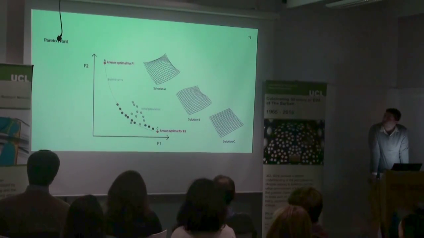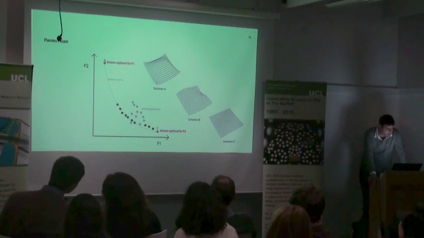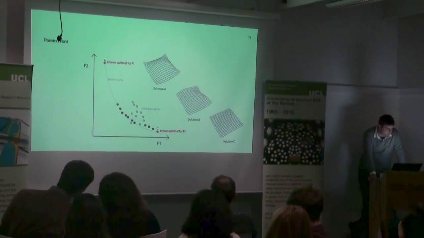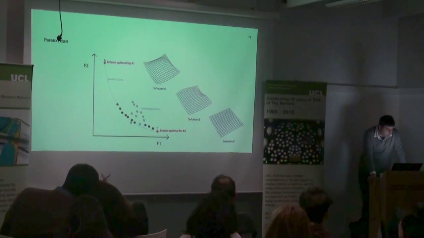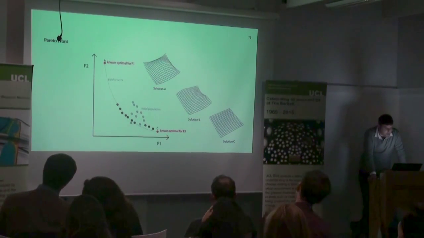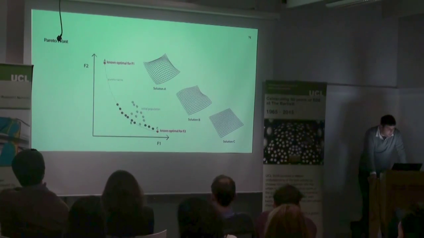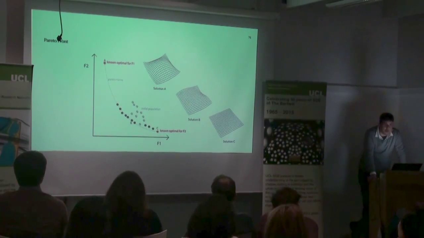The best ones for one might be the worst for another. So let's just, for example, take this generic problem where the solution A is actually the best one for F1, so the one with the minimal value, but solution C is the one for F2. So what do you actually choose? How do you actually decide on what to do with them?